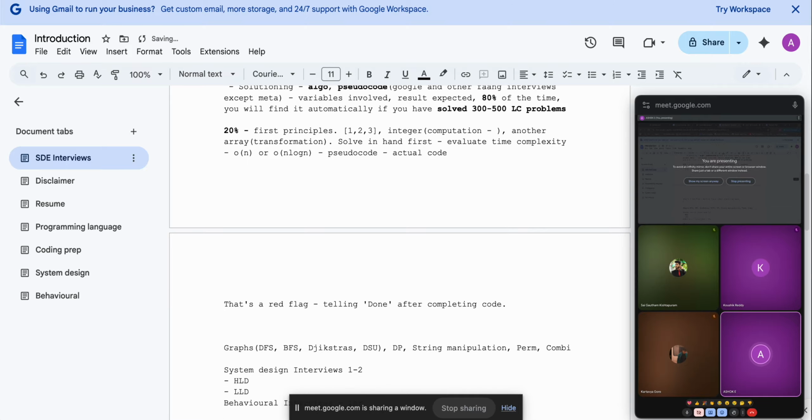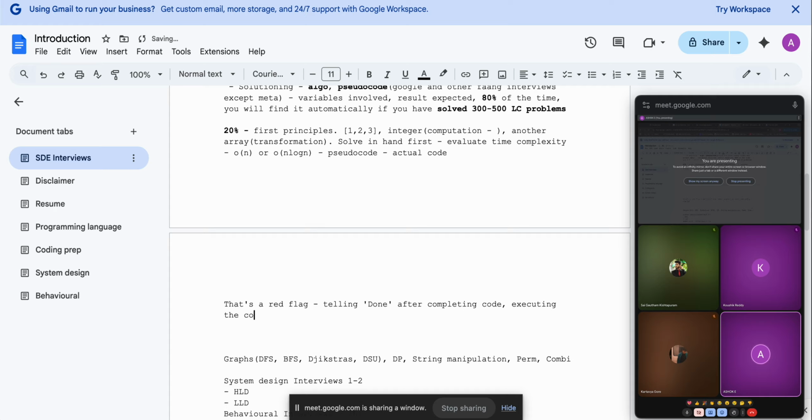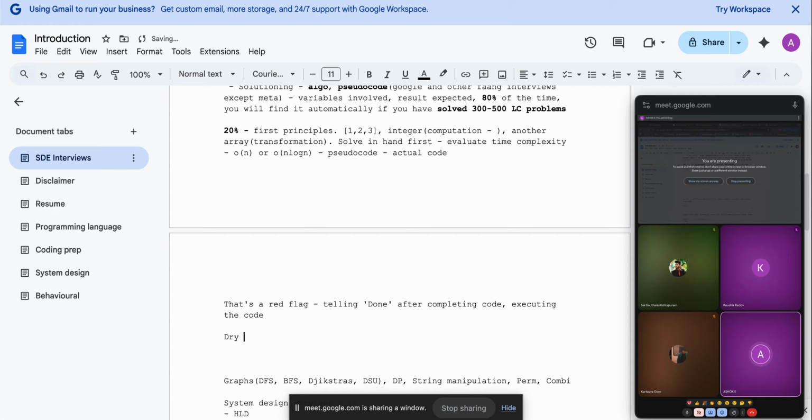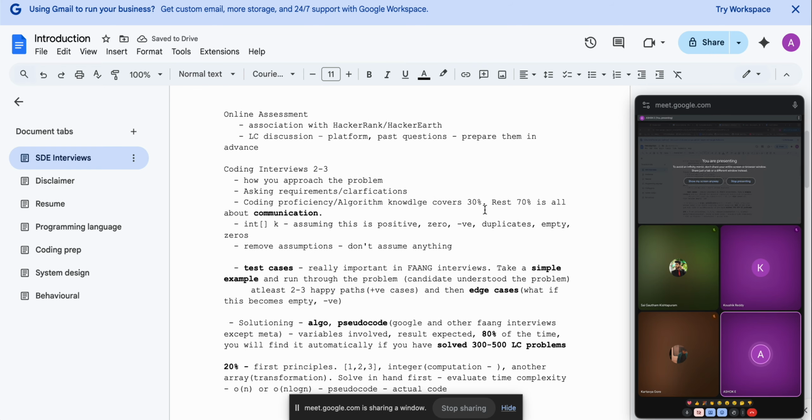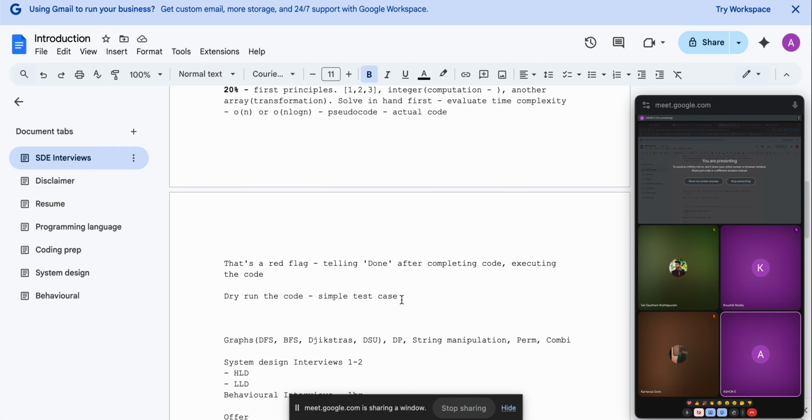In some cases you will have the option to execute the code. In others you cannot execute the code. What you need to do is dry run the code with a simple test case. This test case can be the original simple test case that you took to explain the problem to the interviewer. You need to dry run the code line by line.